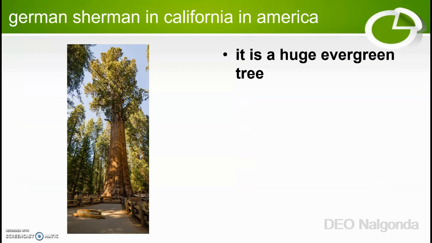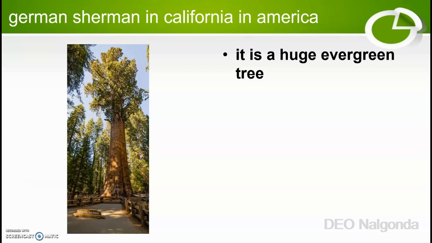And you can see a very huge plant here, General Sherman in California. It is in America. It's a very huge evergreen tree. It is said to be several thousand years old.